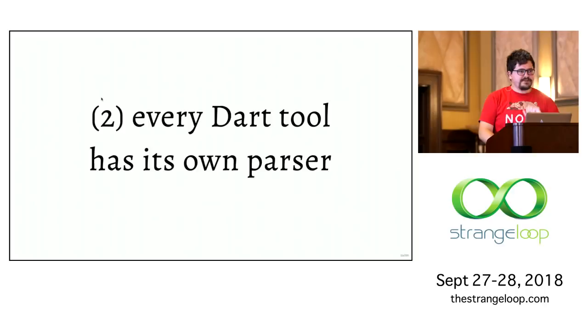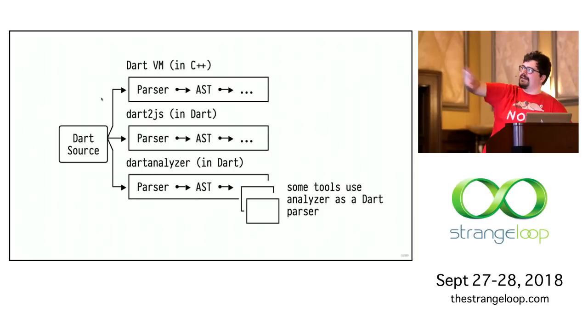And there was another problem with the Dart ecosystem, which is that every Dart tool had its own Dart parser, basically. So everybody started from Dart source, and if you're the VM, then you parse it. If you are Dart2JS, you parse it. If you're the Dart analyzer, you parse it, and then off you go. Which created considerable complexity if you want to evolve the language and change to a new type system. Suddenly, you need to fix a lot of different parsers and stuff like that.